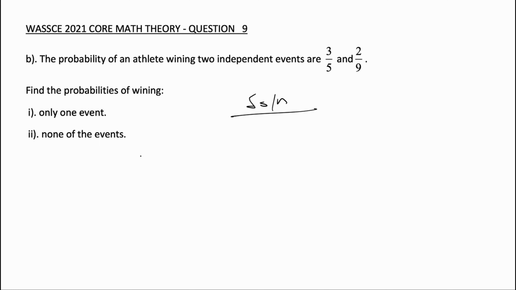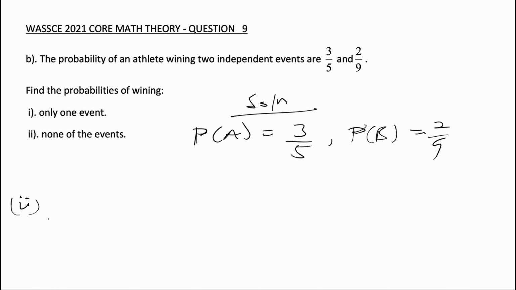So let's say the probability of winning the first event be P(A). So P(A) is equal to 3/5. And the probability of winning the second event be P(B). So P(B) will be equal to 2/9. So I, the probability of winning only one event will be the probability of winning the first event and the probability of not winning the second event, or the probability of not winning the first event and the probability of winning the second event.